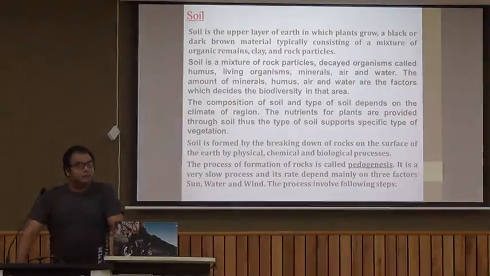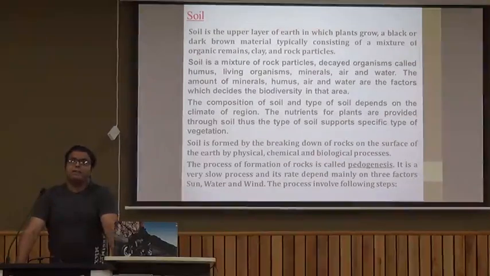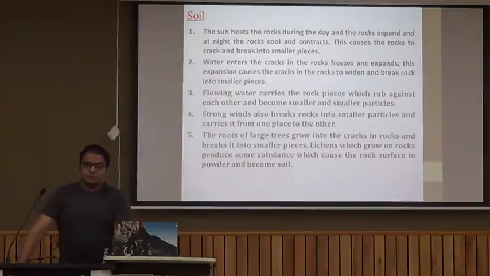How slow? Think of it like this. It takes 5,000 years to create 1 inch of soil around the entire land surface, not the earth, the land surface we have. So in 5,000 years, 1 inch of soil is obtained, and the process is called pedogenesis, which involves 3 steps. Now the first one involves the sun.